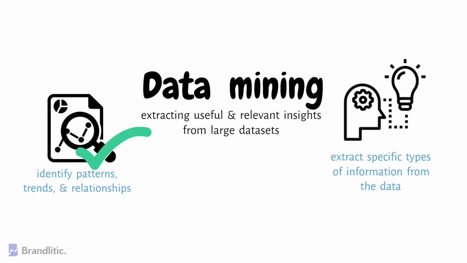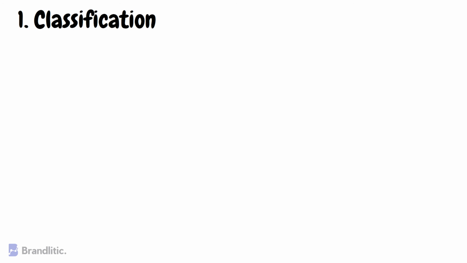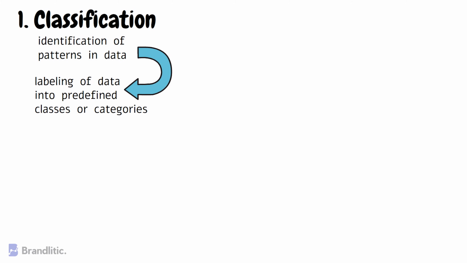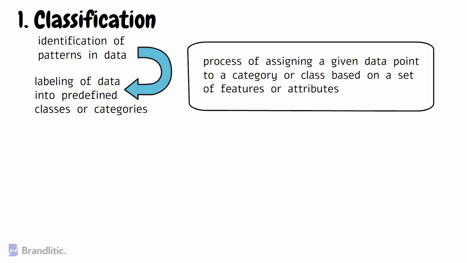In this video, we will discuss the major data mining techniques and how businesses use them to gain a competitive edge. Starting with number 1, classification. This is one of the most widely used techniques in data mining and machine learning, which involves the identification of patterns in data and labeling of data into predefined classes or categories. In simple terms, classification is the process of assigning a given data point to a category or class based on a set of features or attributes.